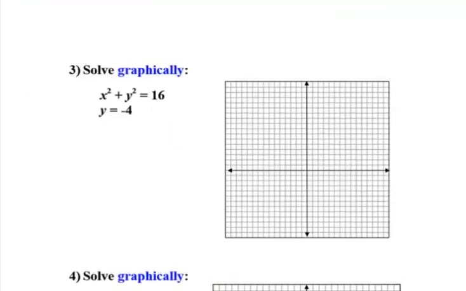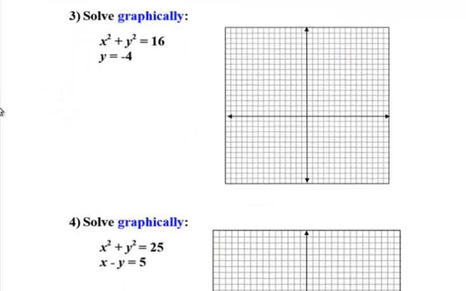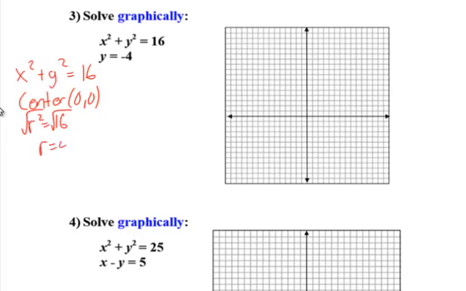And let's look here now in number 3. We're going to have a little different variation. Okay, we've got x squared plus y squared equals 16. We've done this one a bunch of times. Okay, well, hey, what do we have happening here? It's a circle. Center is 0, 0. R squared is 16. And R is 4.